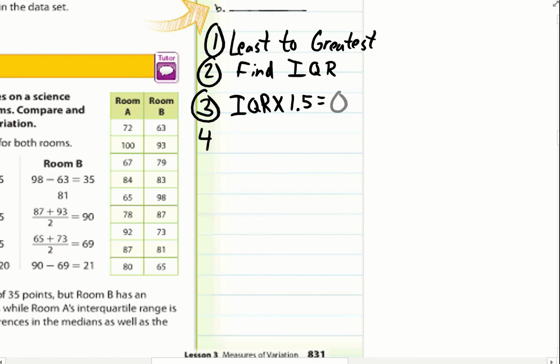So step 4 is we're going to do Q1 minus my number that's going to find my outlier. No, this is too confusing. It looks too much like 0. We're just going to call it X. And then we do Q1 minus X, and then Q3 plus X.